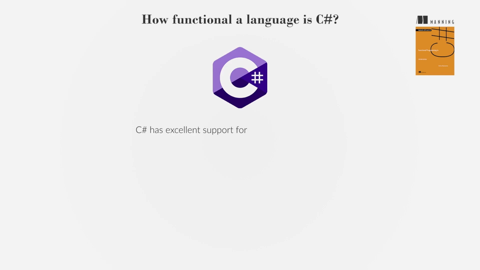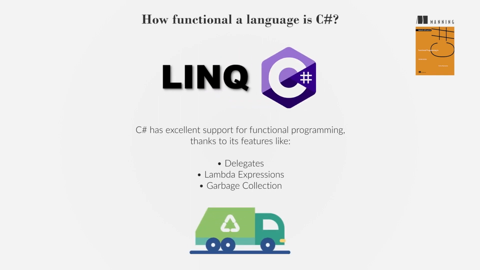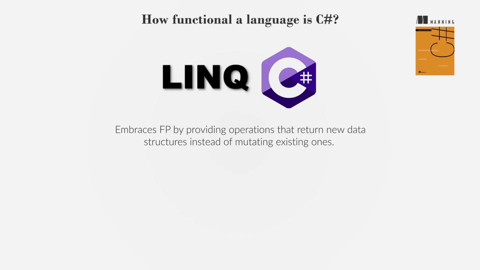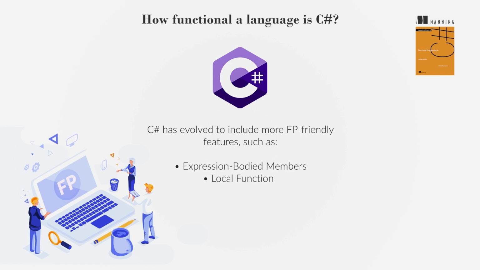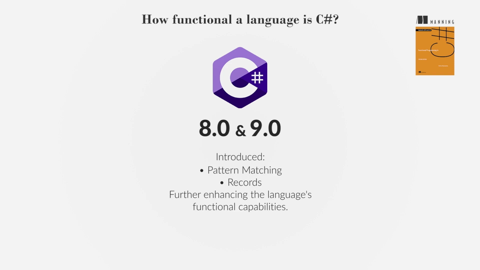C# has excellent support for functional programming, thanks to its features like delegates, lambda expressions, and garbage collection. LINQ, introduced in C# 3, embraces FP by providing operations that return new data structures instead of mutating existing ones. C# has evolved to include more FP-friendly features, such as expression-bodied members, local functions, and tuples. C# 8 and 9 introduced pattern matching and records, further enhancing the language's functional capabilities. These features make C# a strong candidate for adopting FP techniques.